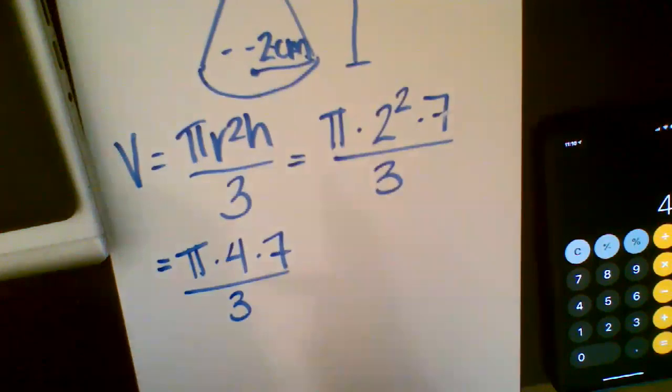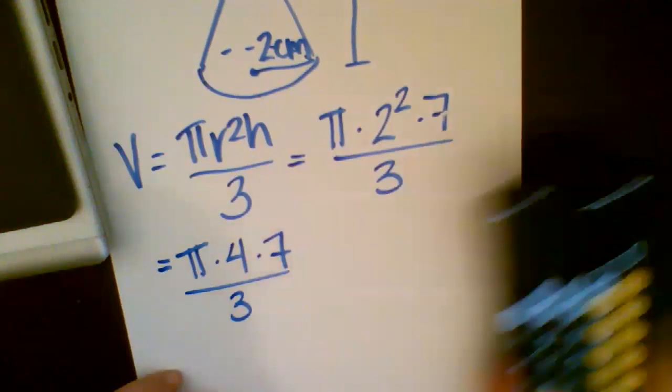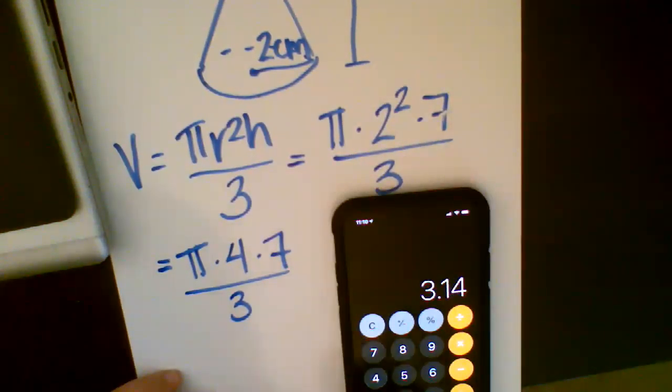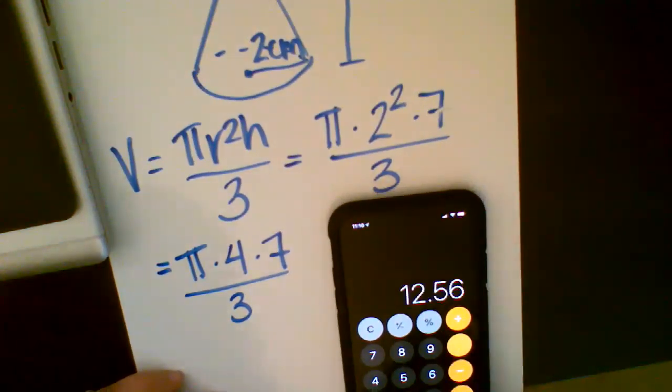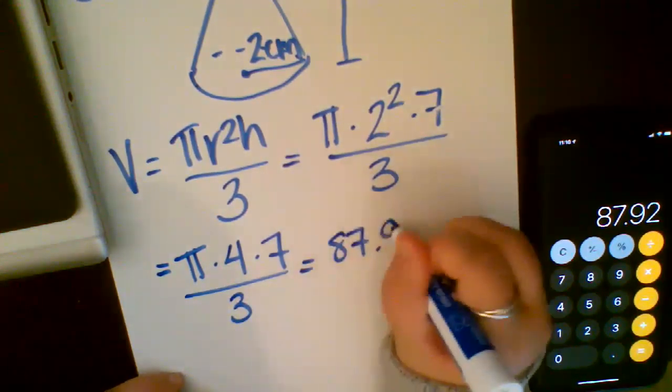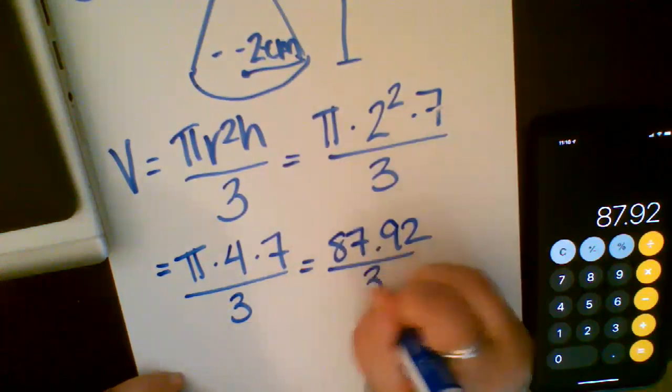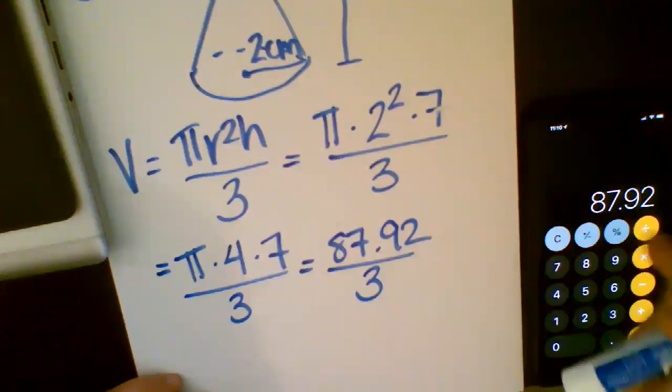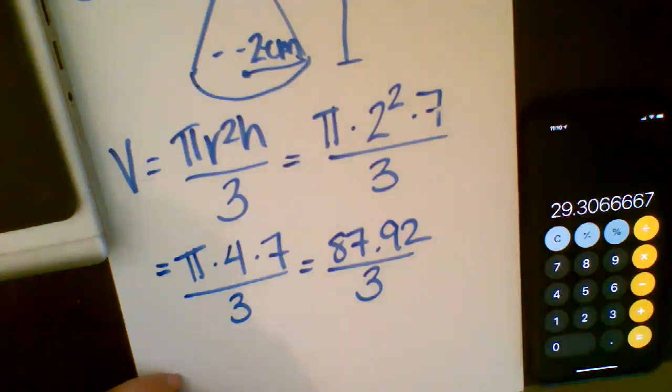Remember the 3 we don't worry about till the end. We've got pi times 4. And if you guys are feeling fancy, you can do this all in one step. Multiply by 7 too to get the entire top simplified. And my last step is going to be divided by 3 to get our final answer.